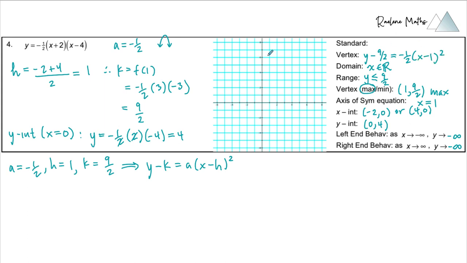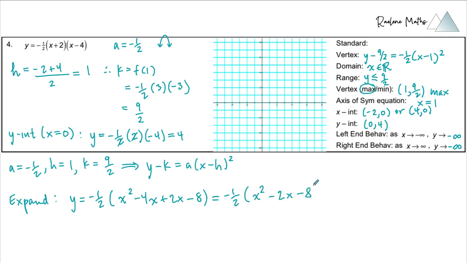And then the last thing apart from the sketch is the standard form, so I'm just going to expand the factored form. You could also expand the vertex form, but I think for me I'd rather do it with the factored form. And I'm going to save the multiplying -1/2 to the very end. So I'm going to multiply the two brackets together first. We get x times x, which is x squared, then minus 4x plus 2x minus 8, which is -1/2 times x squared minus 2x minus 8, which is -1/2 x squared plus x plus 4.